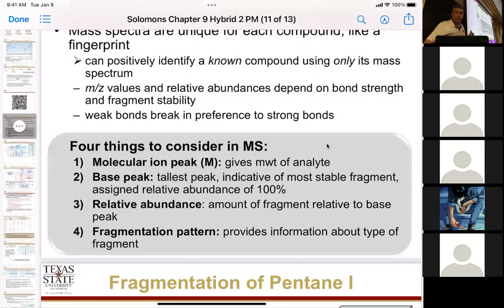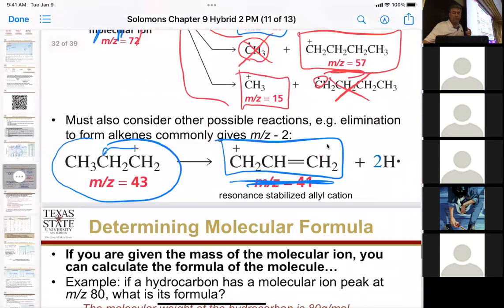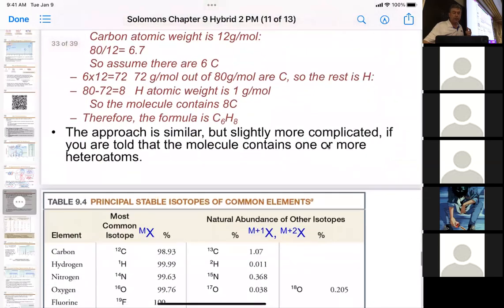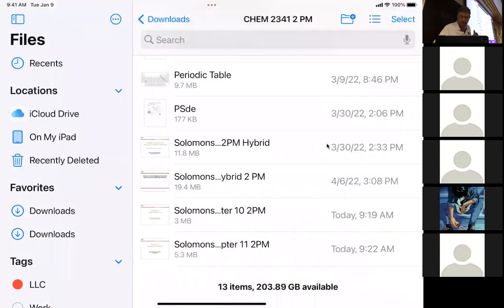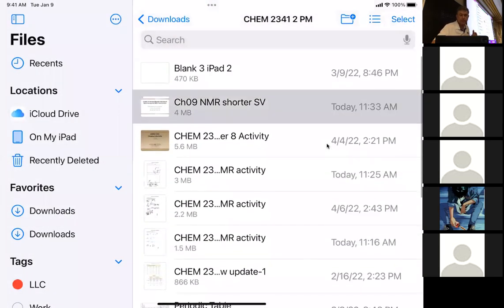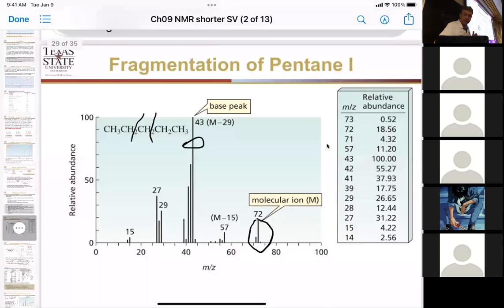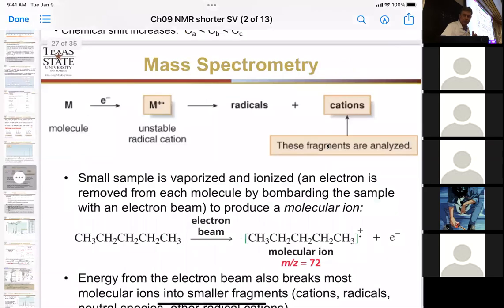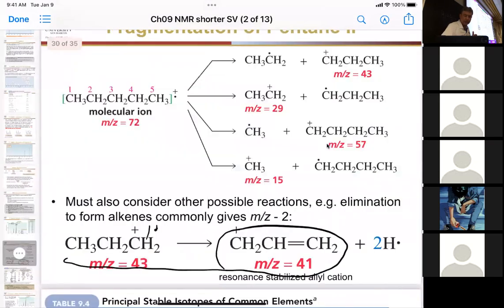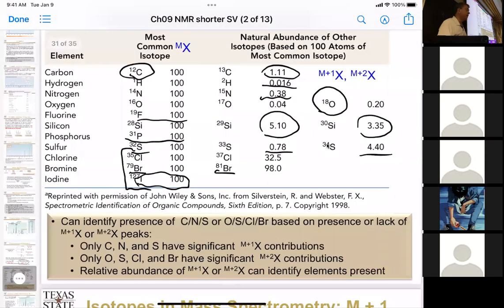Okay. So we are not determining, oh, that's why I have new slides. Sorry, they're shorter slides. And we're not going to do the calculating molecular weight thing. We did that already. All right, so now let's talk about isotopes, okay?